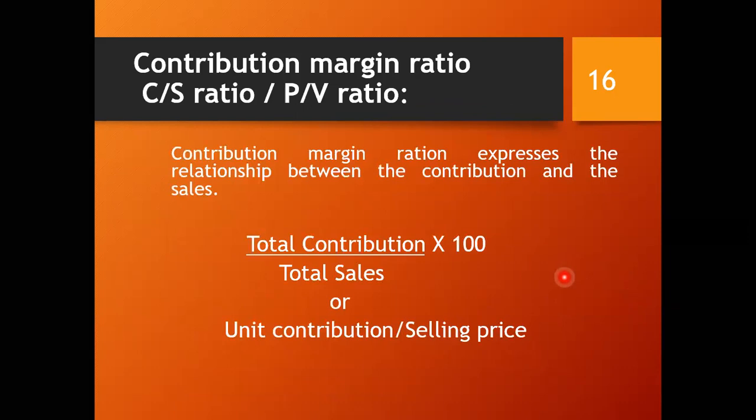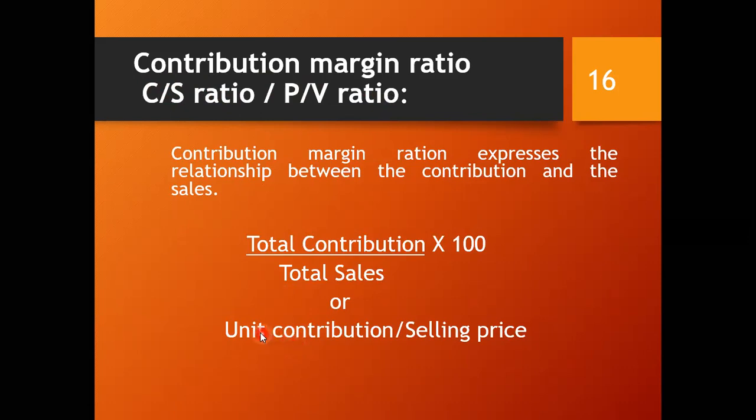Therefore, another important concept is called the contribution margin ratio, the use of ratios. You can calculate it in two ways. One is to take the total contribution, divide by the total sales and multiply by 100. So if you know the contribution, express it as a percentage of sales. That is called the contribution margin or CS ratio. Look at this acronym: C means contribution, S means sales, contribution divided by sales. Sometimes we call it the PV ratio as well. CS ratio and PV ratio, I'll come to PV later. CS ratio, contribution divided by sales, straightforward.